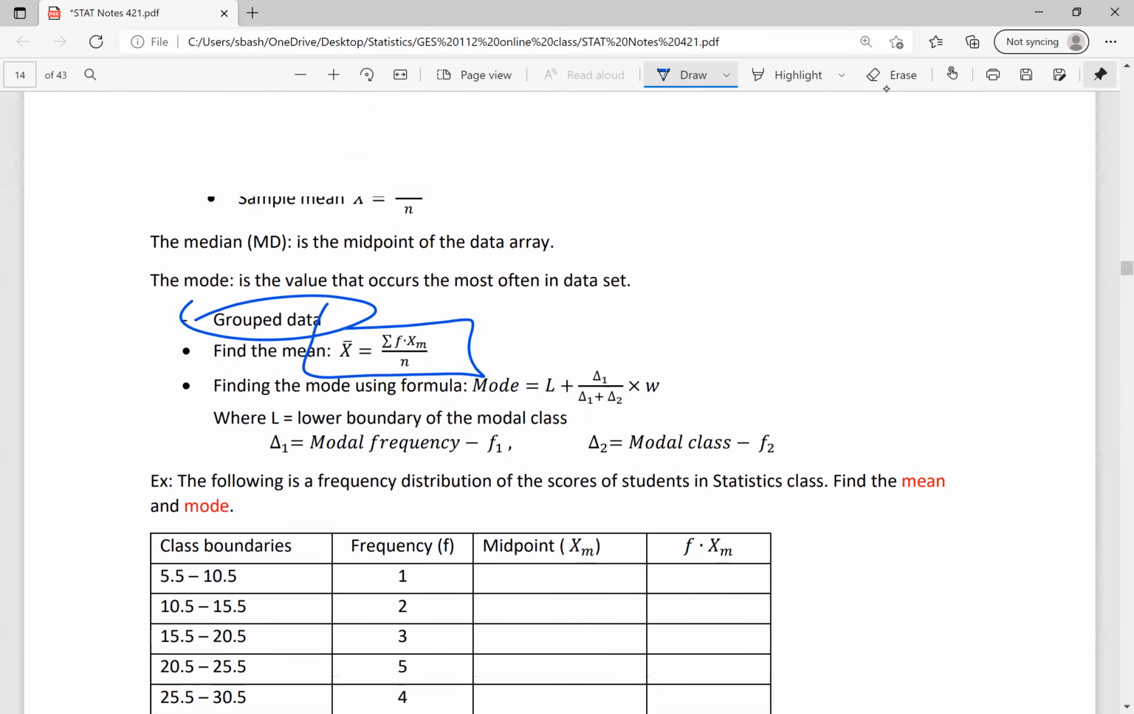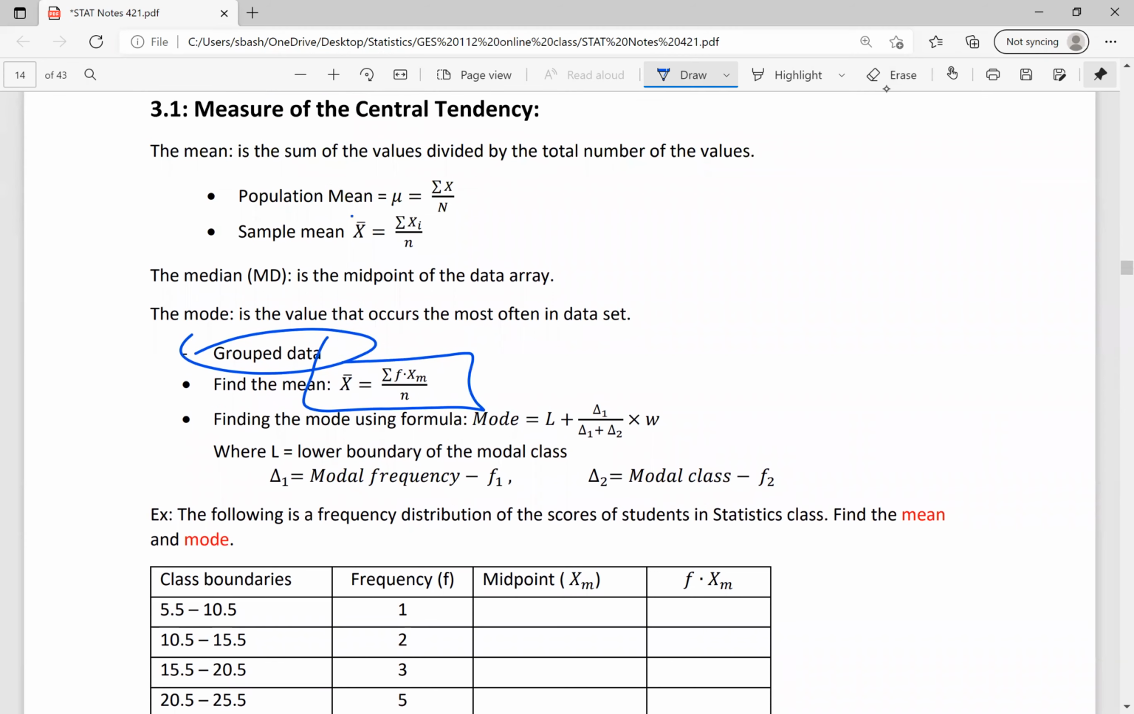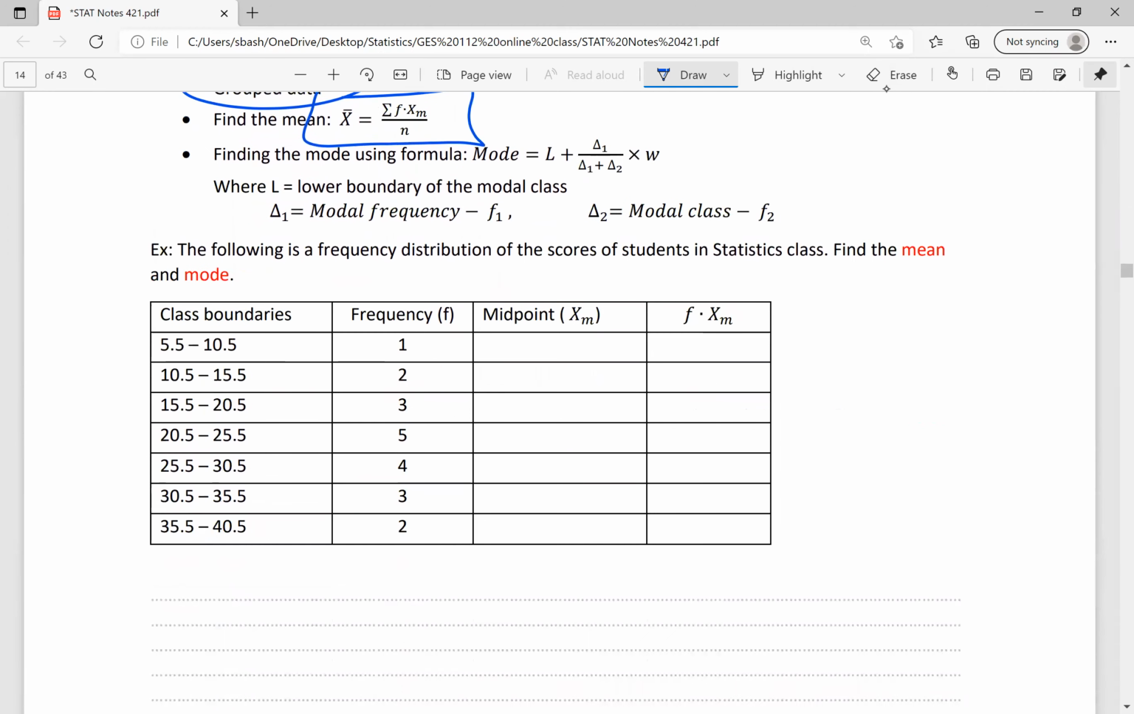In the ungrouped data, it was x bar equal to sigma of the values divided by n. Sigma means the sum, divided by n. Now for the group data, it is sigma of f, the frequency, multiplied by the midpoint of the classes, divided by n, where n will be the total of the frequencies. Just to explain this idea, let's solve this example.